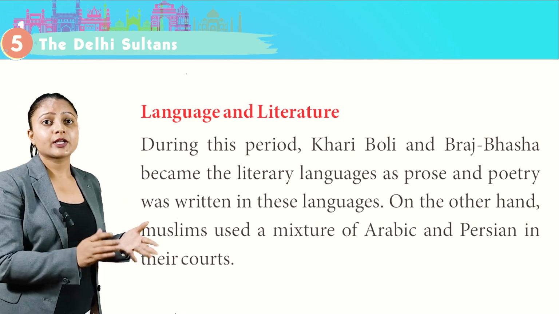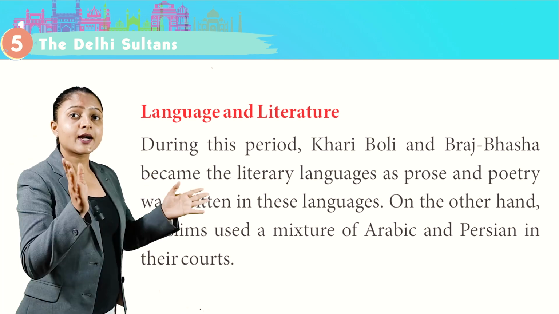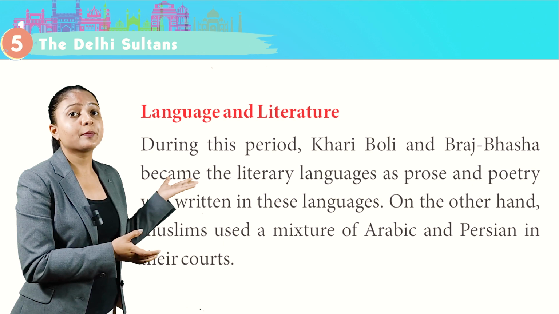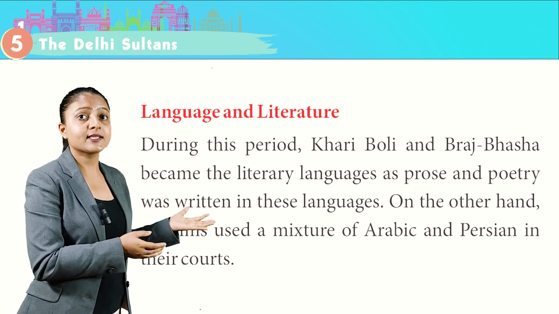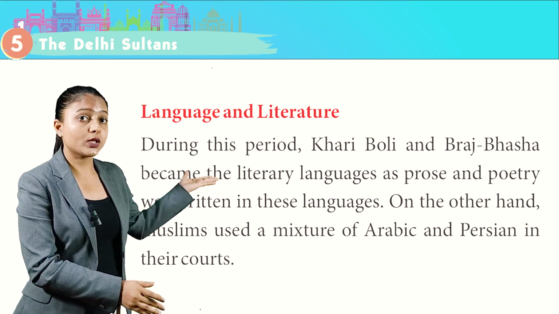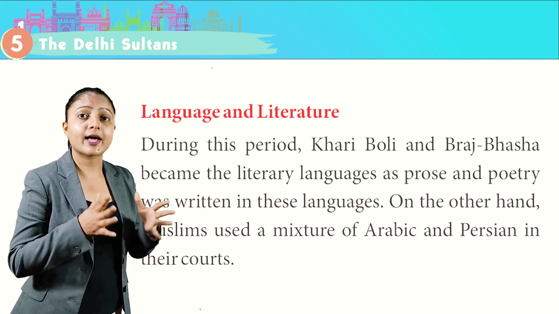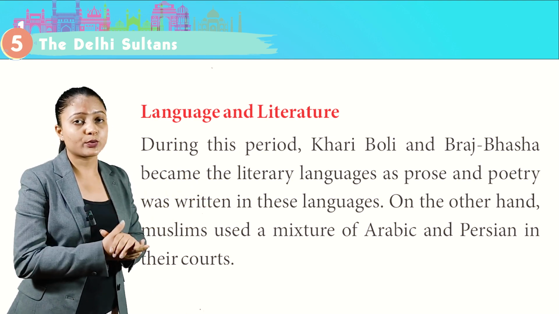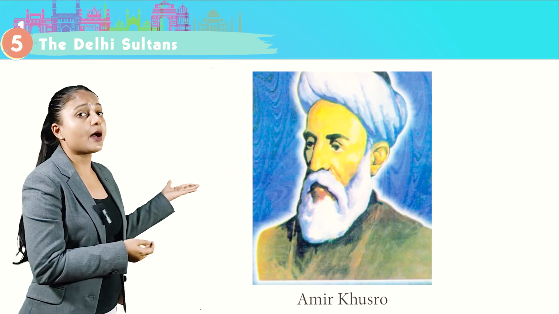Languages and literature. During this period, Khadi Boli and Brij Bhasha became the literary languages as prose and poetry were written in these languages. On the other hand, Muslims used a mixture of Arabic and Persian in their codes. This is an image of Amir Khusro.